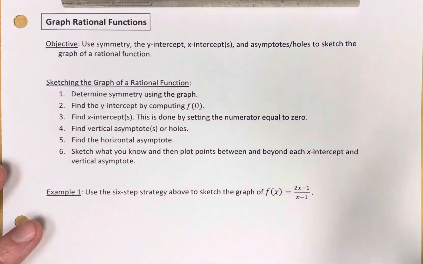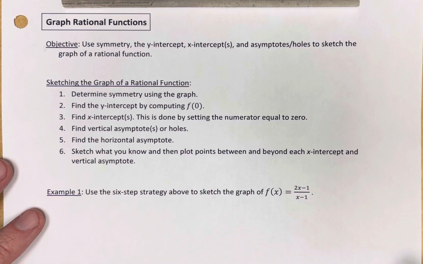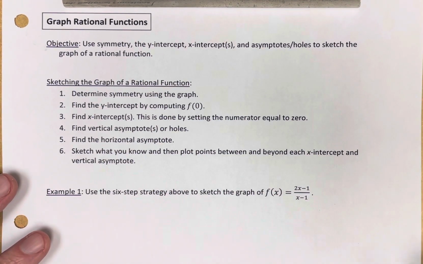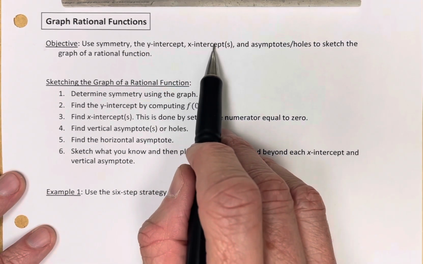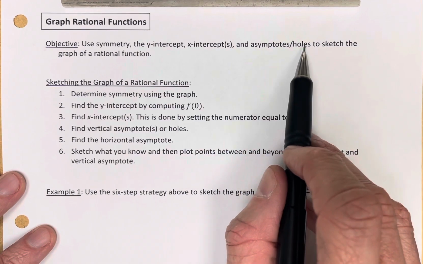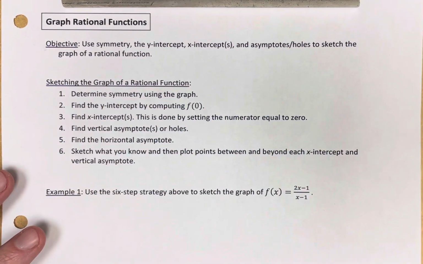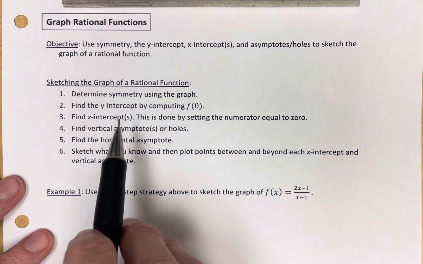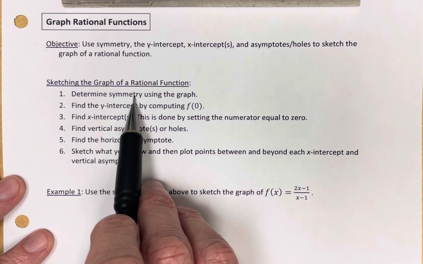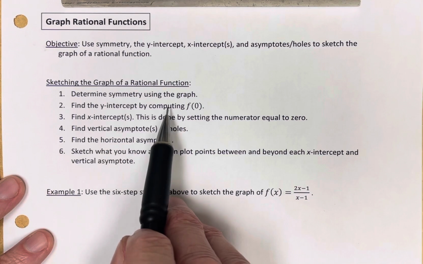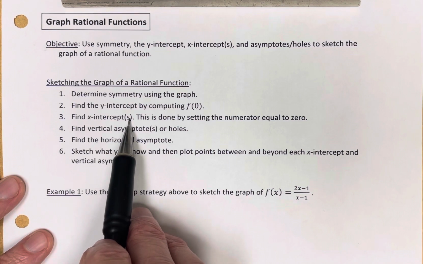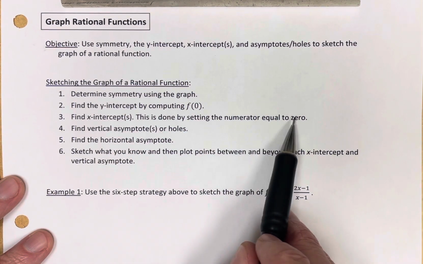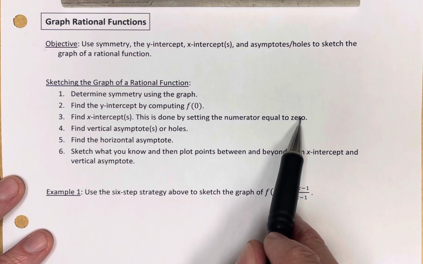Graph rational functions. Let's pull a lot of our knowledge together and use symmetry, the y-intercept, the x-intercepts, and asymptotes or holes to sketch the graph of a rational function. How are we going to do it? We're going to use the graph to see if there's any symmetry. We're going to find the y-intercept by computing f of 0. We're going to find the x-intercept or intercepts, and we do this by setting the numerator equal to 0. The only way a fraction is equal to 0 is if the numerator is equal to 0.